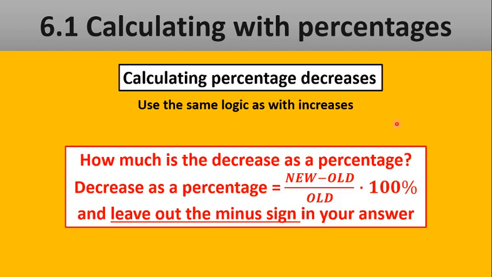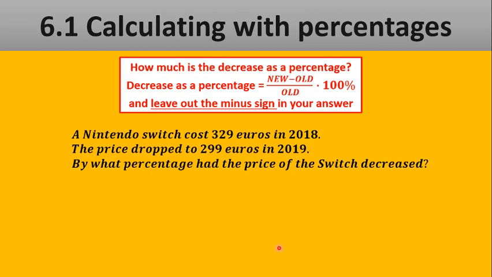And this same logic can be used when we're going to take a look at decreases. You're going to use exactly the same formula for decrease as a percentage. However, you're going to end up with a negative number because new minus old, the new price in this case is lower. So something that is lower than old, minus old, is going to give you a negative number. So to give us decrease as a percentage, you're going to leave out the minus sign in your final answer. I'm going to take a quick look at an example.